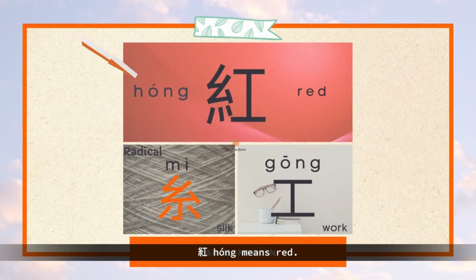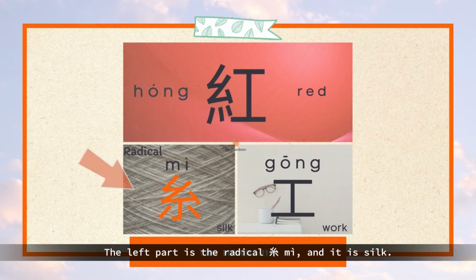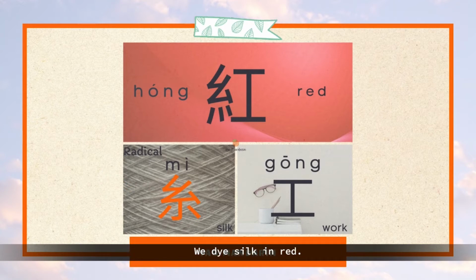红 means red. The left part is the radical, 糸, and it's silk. We dye silk in red. 糸 is one of the essential radicals. We'll see it often in our future journey of writing Chinese.